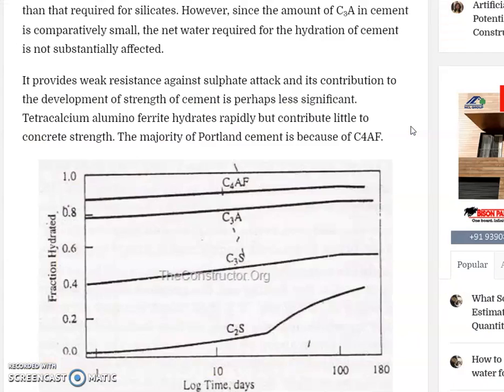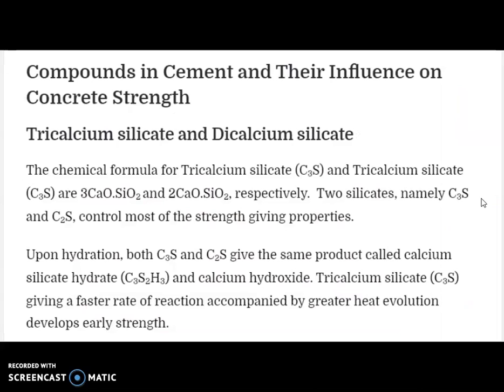So I want to show you something which is available on the net. Tricalcium silicate is usually written as C3S, and dicalcium silicate is written as C2S, and their chemical formulas are 3CaO.SiO2 and 2CaO.SiO2. Two silicates, namely tricalcium and dicalcium silicates, control most of the strength giving properties. Upon hydration, both C3S and C2S give the same products, called calcium silicate hydrate and calcium hydroxide.